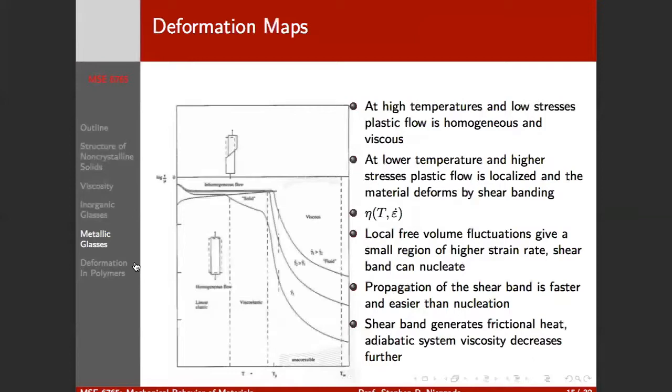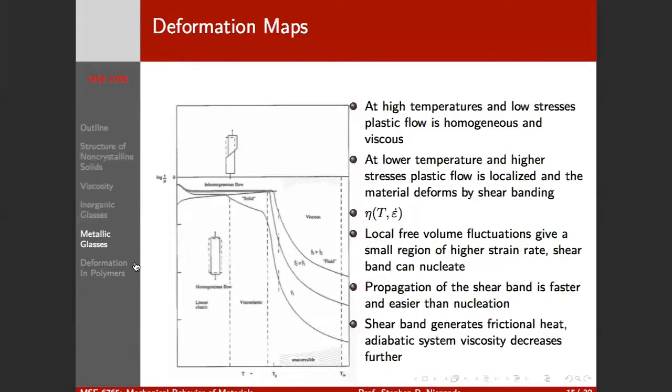So in the 70s, Ashby made these deformation maps. And this basically holds for all glasses, but this is really made for metallic glass. And so what we see is at high temperatures and low stresses, we get homogeneous flow, right? If our stresses are low enough and our temperature is high enough, we have enough mobility that we can activate these shear transformation zones, or shear transition zones, and get some plastic flow out of there.